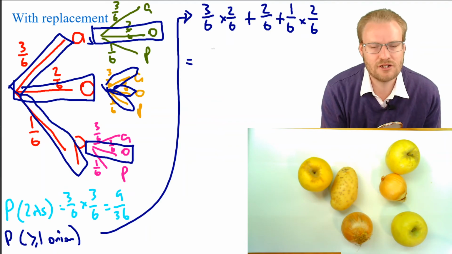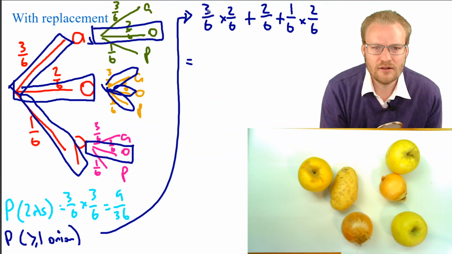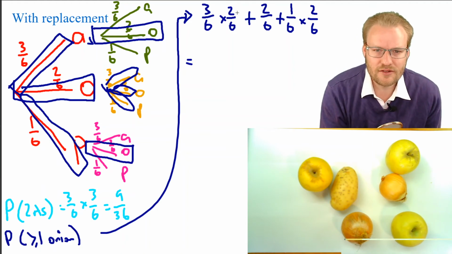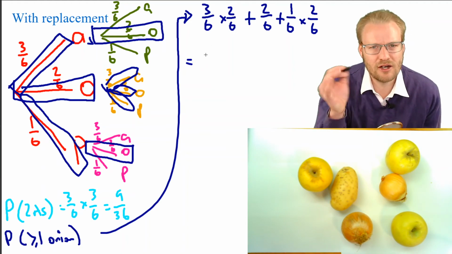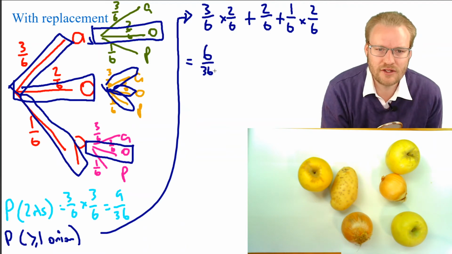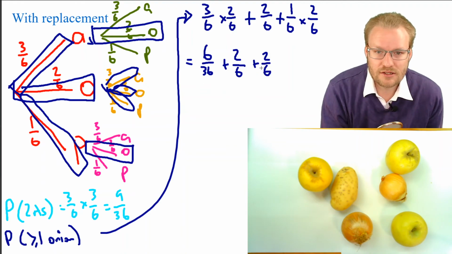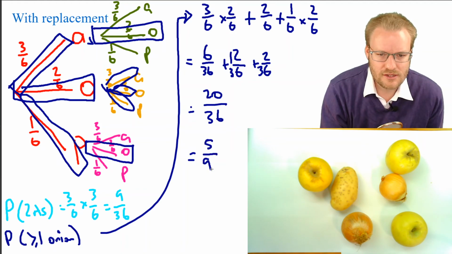Okay, so we work all that out either on your calculator or we can go for it and say, well, 3 over 6 times 2, I'm going to work out in the background, but use your calculator. 6 over 36 plus 2 over 6, which if we times it by 6 is 12 over 36. So over 36, 6 plus 12 is 18, plus 2 is 20 over 36, which we can simplify by dividing by 2 to get 10 over 18. Now 4 goes into both of those, so 5 over 9.